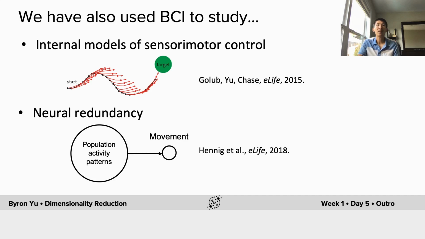We've also used BCI to study the question of neural redundancy. And so there are many neural activity patterns in the brain that can produce the same movement. How does the brain choose which of these many neural activity patterns is produced?